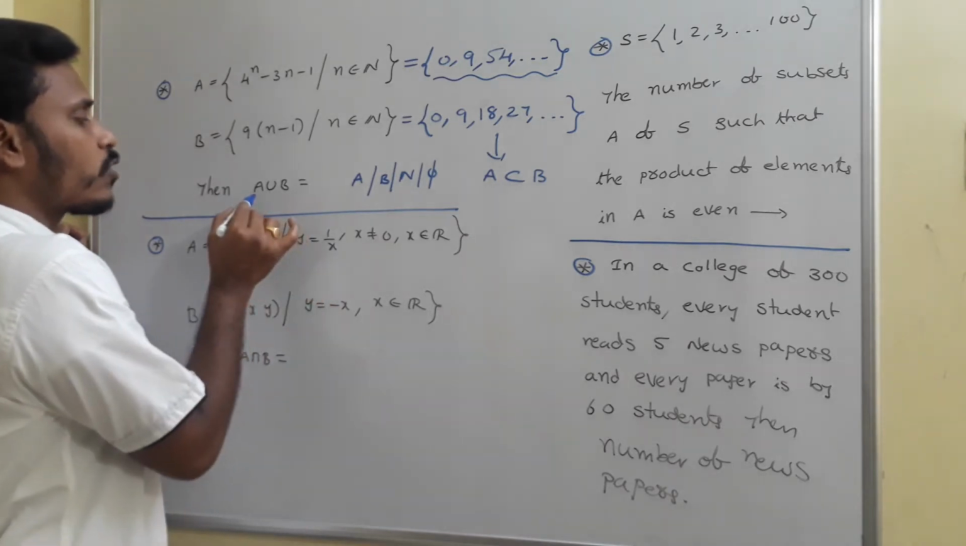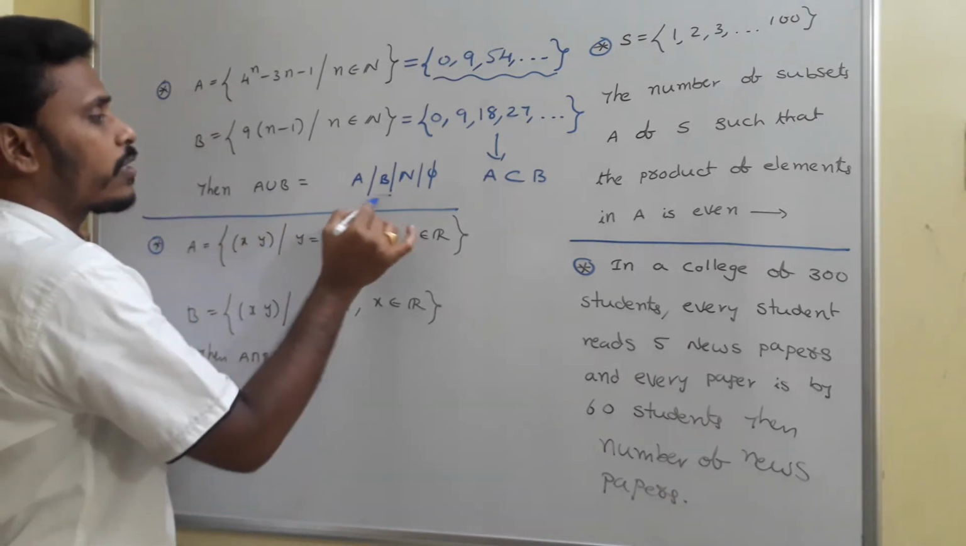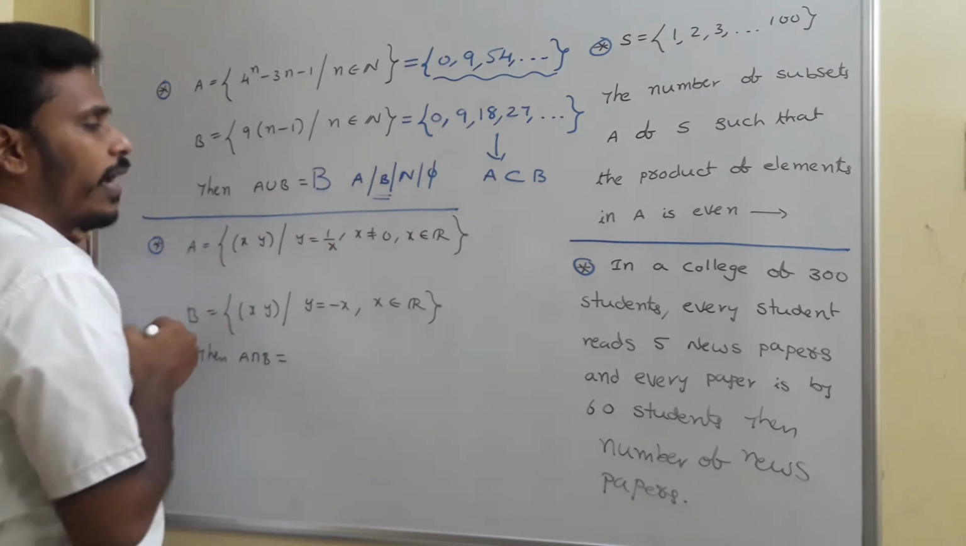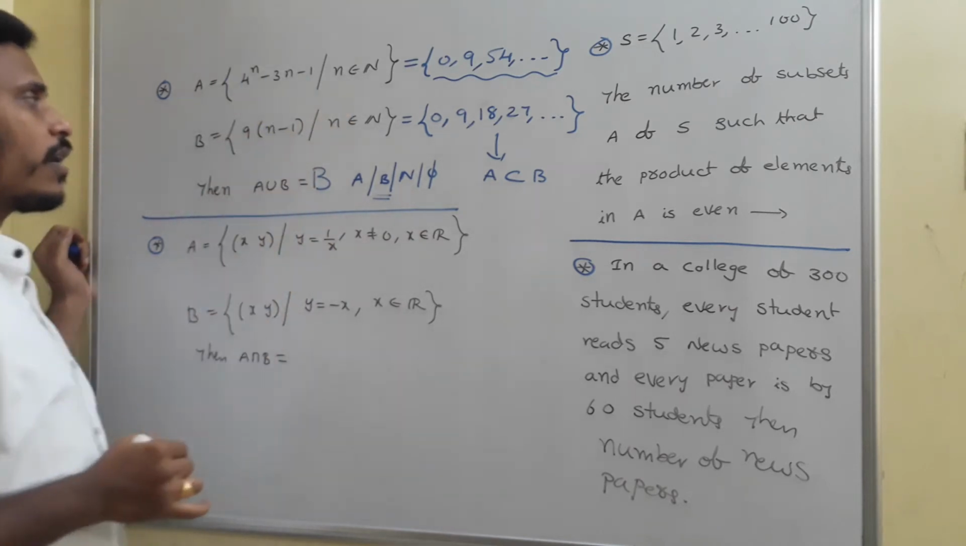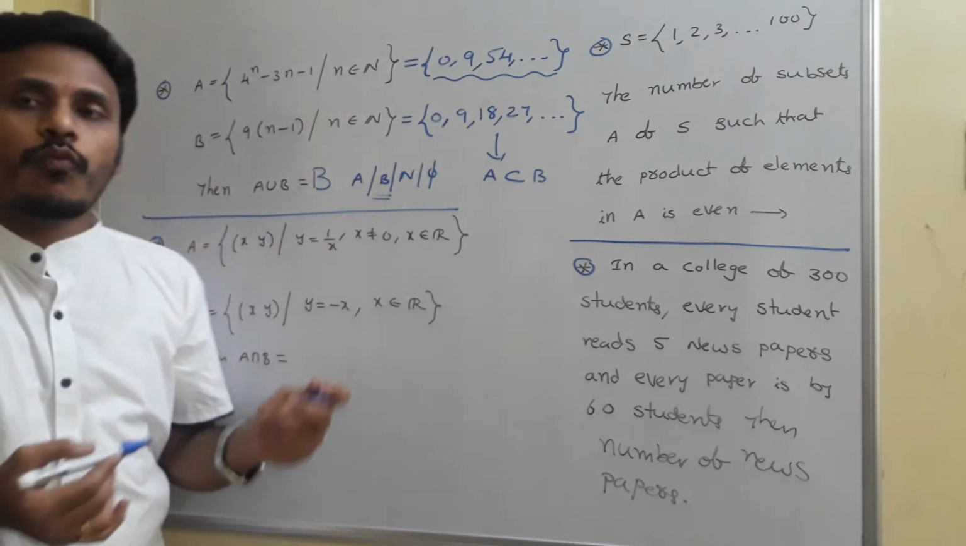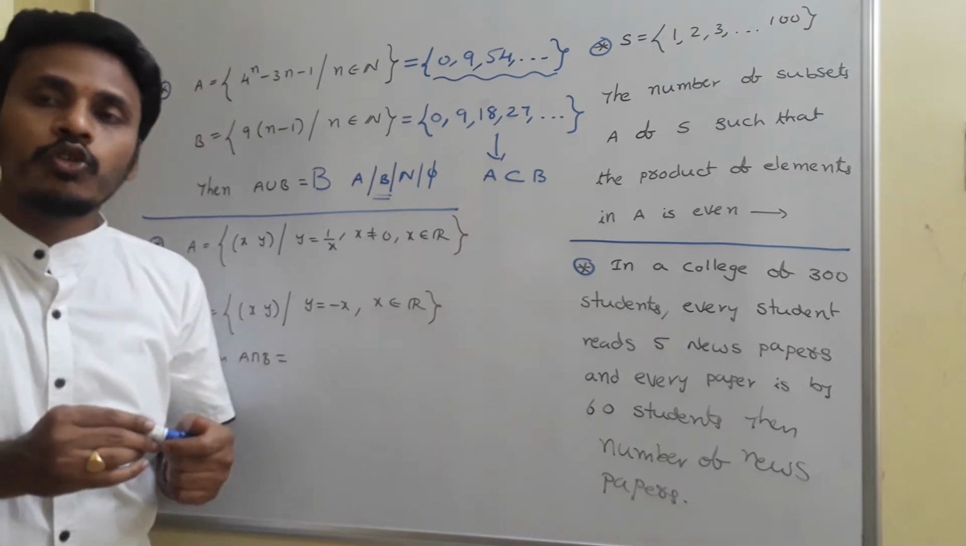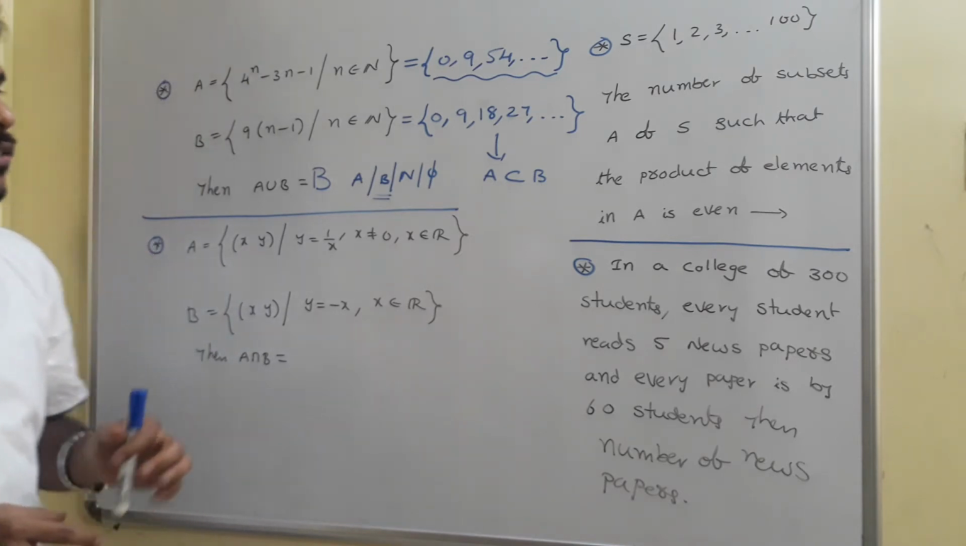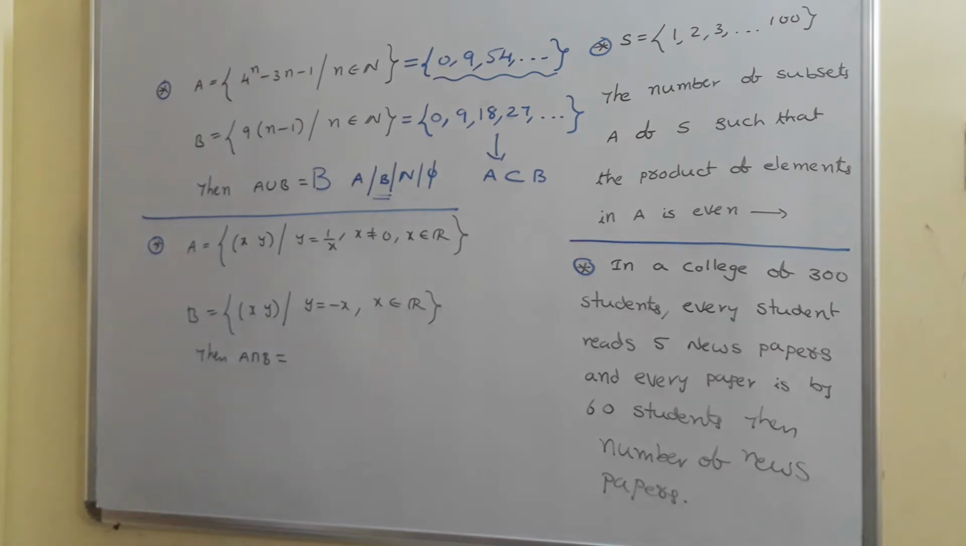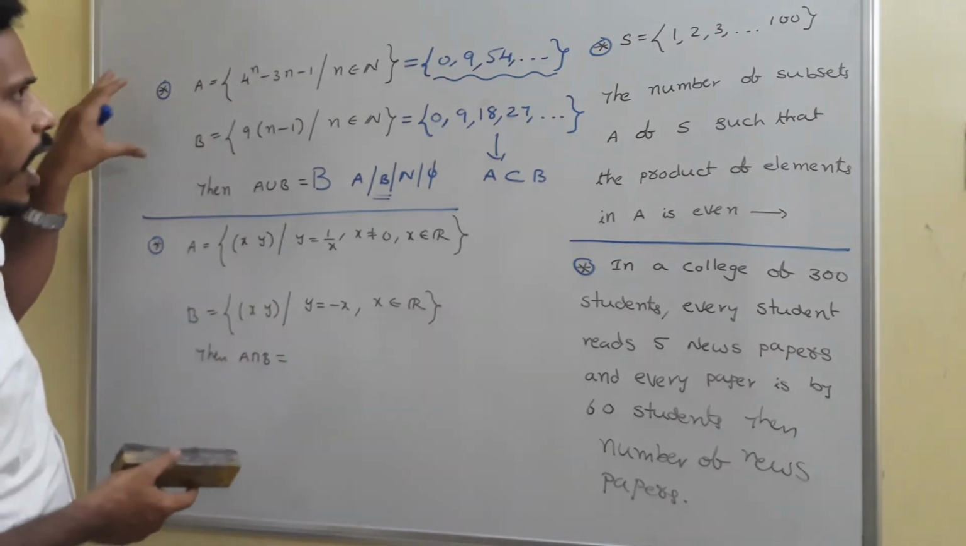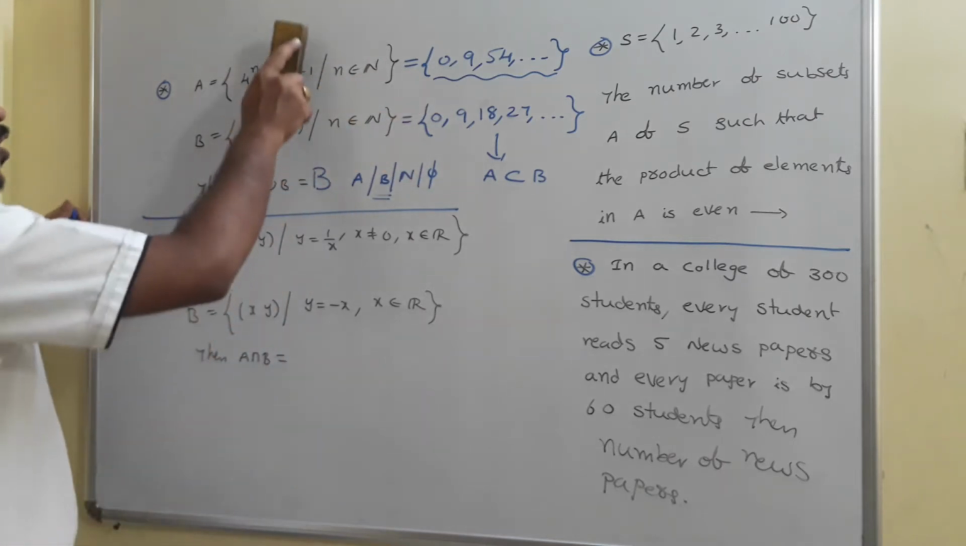So here they are asking us to find A union B, and your answer is B, and this is B at the end. So if A is that set and B is this set, then if you find A union B, that A union B is B. There ends the first problem. It's actually a simple one. Then look at the second one. I will erase this for the space concern.